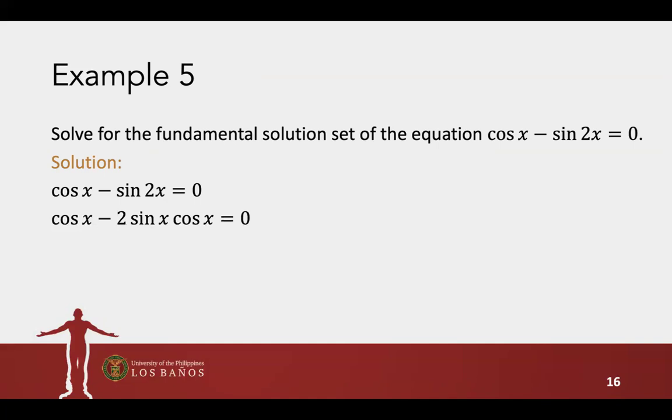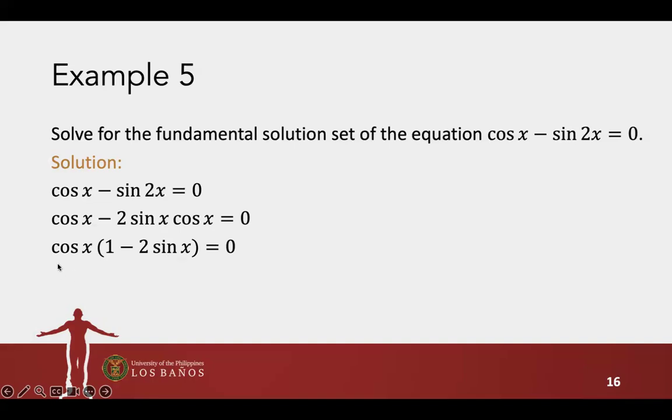Now, if we look at the left-hand side of our equation, we have two terms, cosine x and 2 sine x cosine x. Here, notice that both terms have cosine x as a factor. So what we do is factor out cosine x. Factoring out cosine x from the first term, we'll be left with 1, and factoring out cosine x from 2 sine x cosine x, we will be left with 2 sine x.